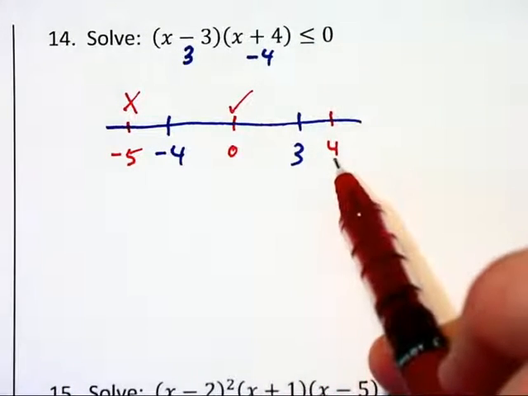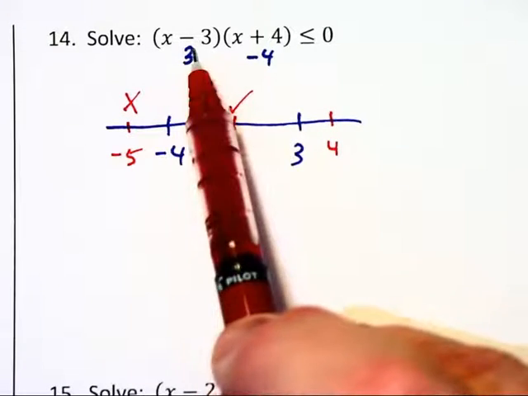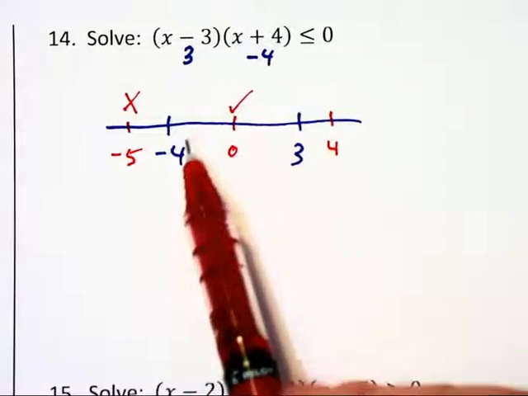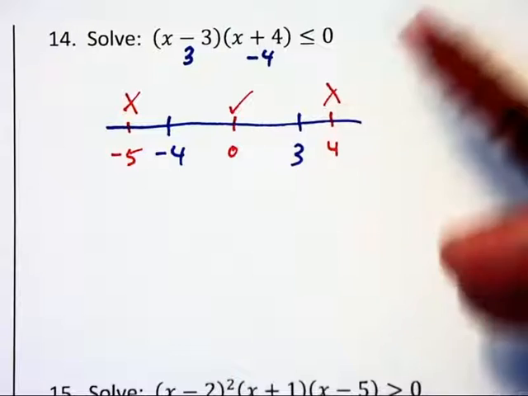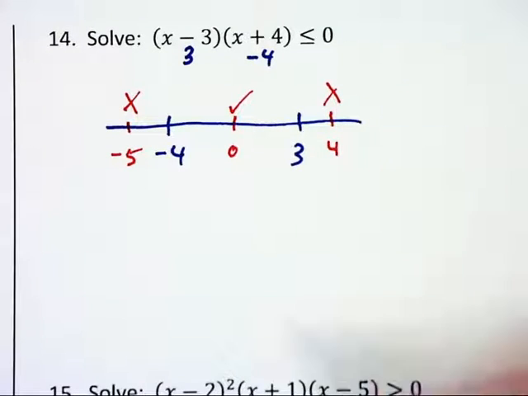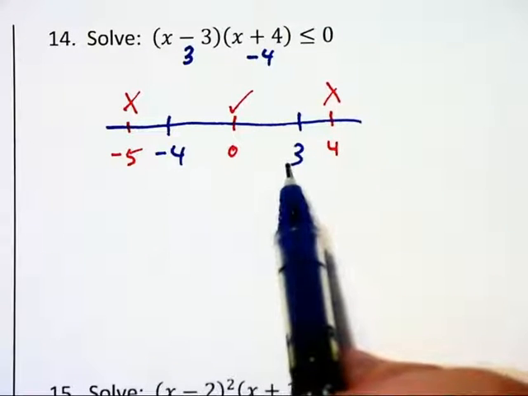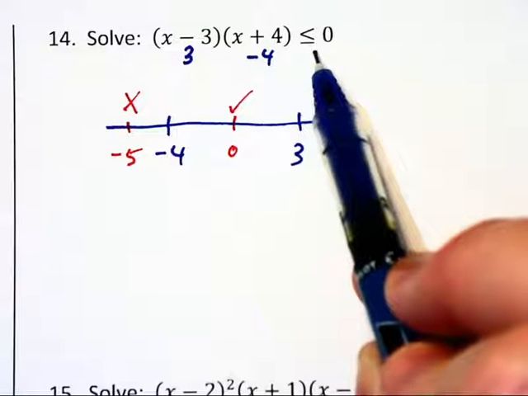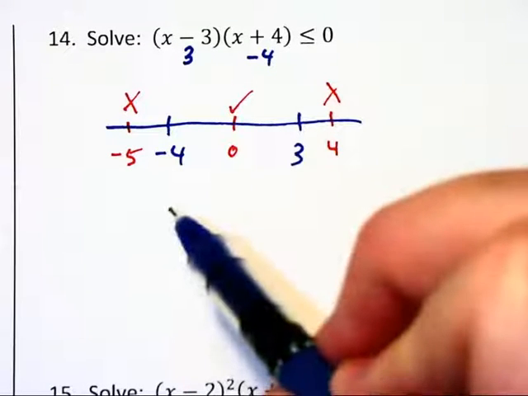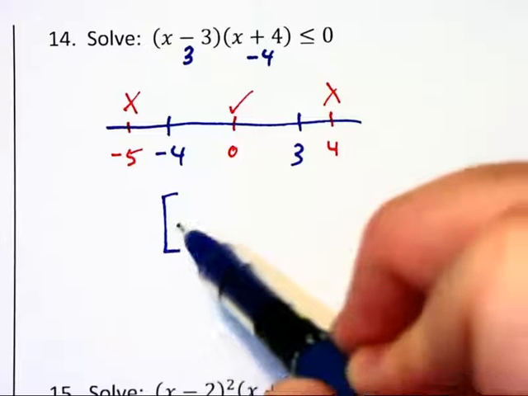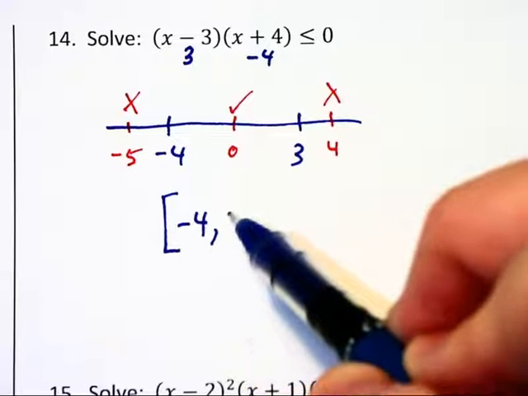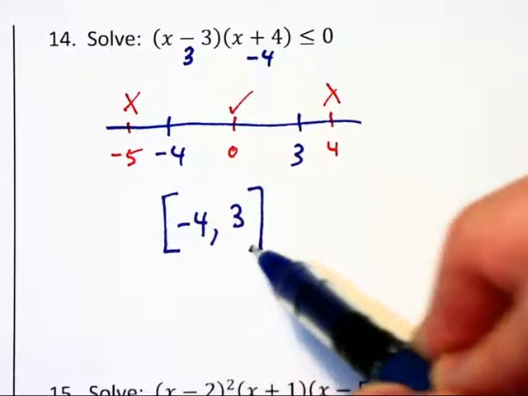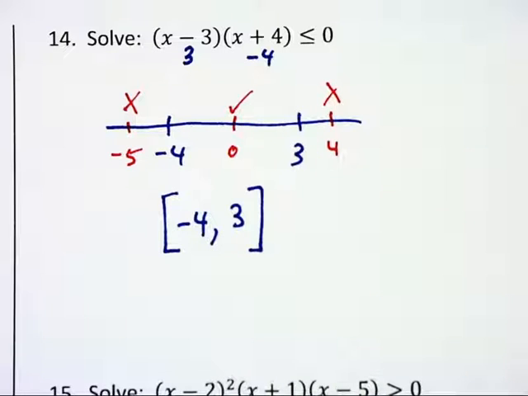A value such as 4 will give me 4 minus 3, 1 times 8, which is positive, and that value doesn't work. So we only have values between -4 and 3, inclusive of the endpoints, because this inequality contains an equal sign. So our solution interval is from -4 to 3, and it's a closed interval including both endpoints.